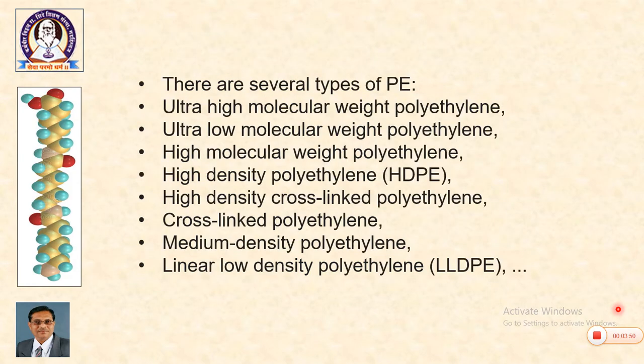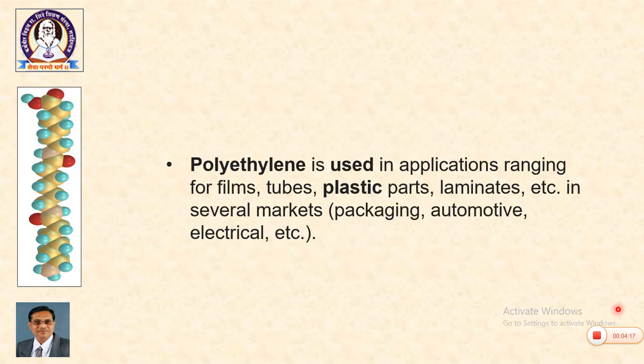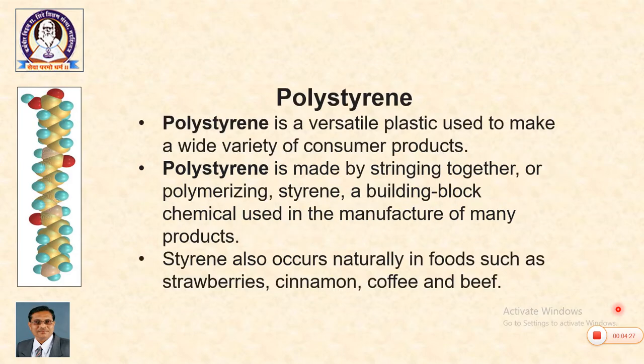There are several subtypes of polyethylene: ultra high molecular weight polyethylene, ultra low molecular weight polyethylene, high molecular weight polyethylene, high density polyethylene, high density cross-linked polyethylene, medium density polyethylene, linear low density polyethylene, etc. These differences are industrial differences and based upon their structure. Polyethylene is used in applications ranging from films, tubes, plastic parts, laminates, etc., in several markets: packaging, automotive and electrical industry.